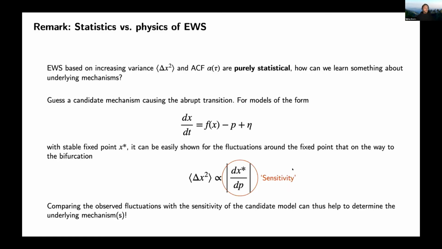This is nice because you can guess candidate mechanisms that might explain your early warning signals based on a nonlinear model. You guess the shape of f, and then you can check in your observations whether the variance is proportional to the sensitivity of that candidate model. If it is, that's a good candidate, and if it's not, you can throw it away.